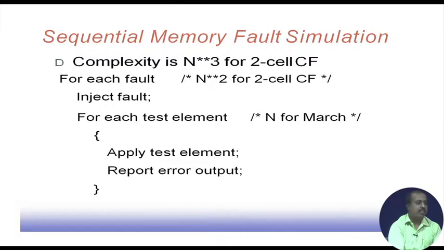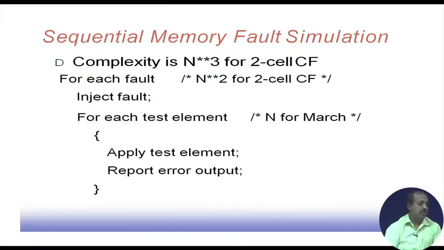So, this is a typical example. Say we are doing a sequential memory fault simulation. Complexity is n cube for 2 cell coupling faults. Why? Because if we have to check a 2 cell coupling fault, and there are n number of cells, then there are n square types of coupling. We can choose 2 cells, so n choose 2. So, it is order n square number of coupling faults that can occur.